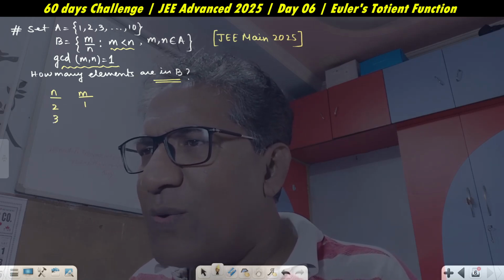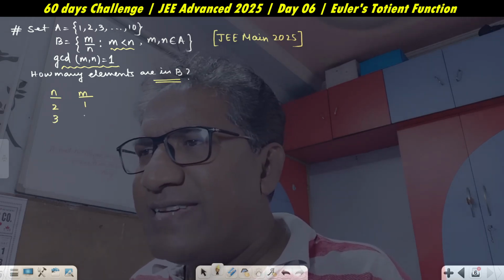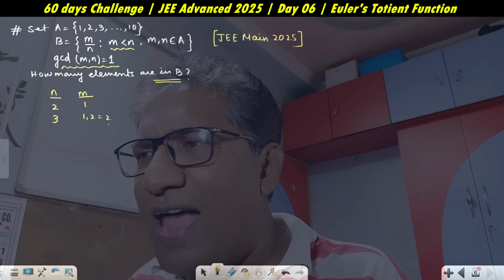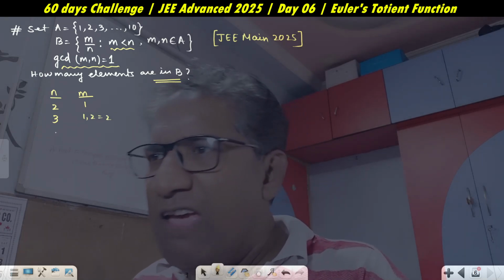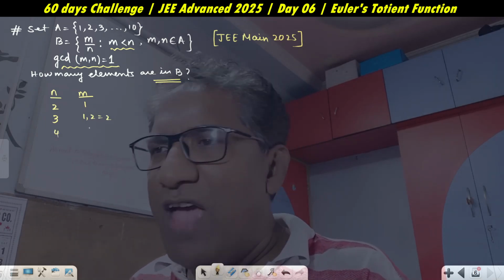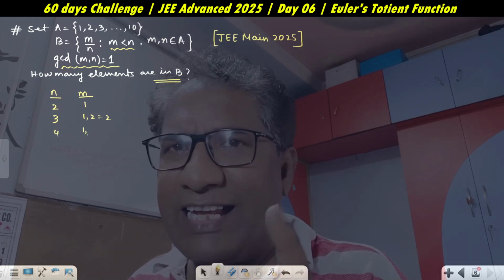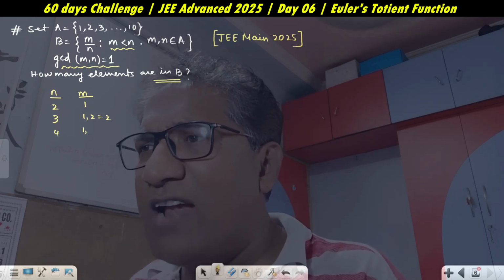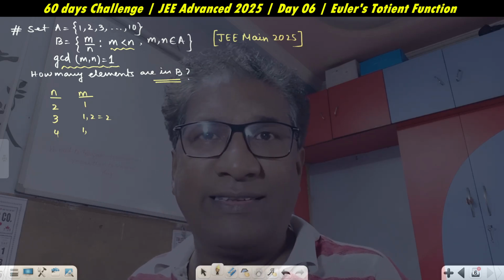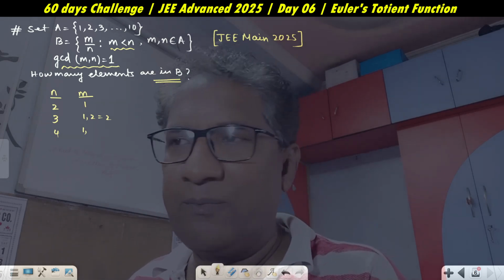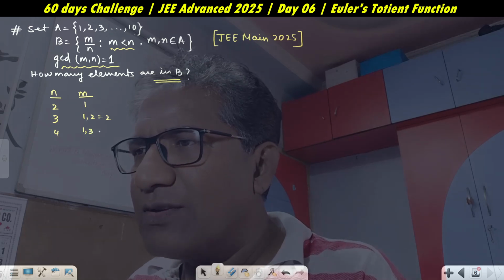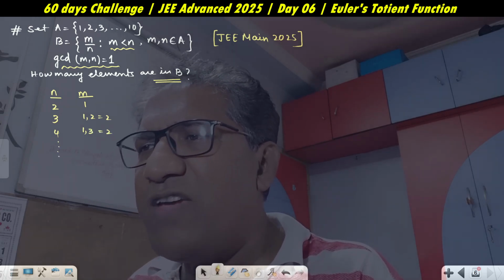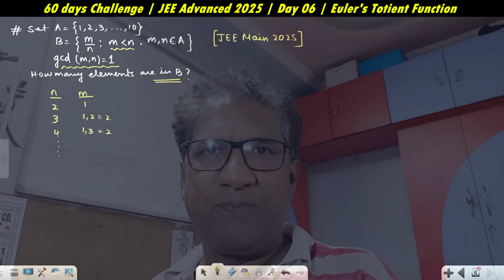Now, if n is 3, your m can take 1 and 2. That is 2 values. If n is 4, we have to choose the value 1. I cannot choose 2. Why? Because for 2 and 4, the GCD is not 1. That is, they are not co-prime to each other. So I will take 3. So again, it is 2. And this thing, we have to calculate manually.